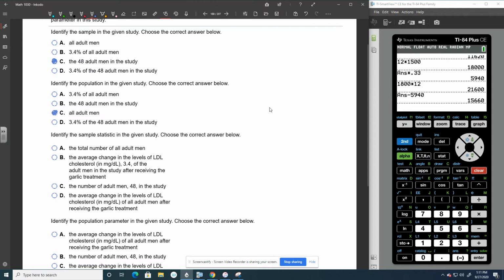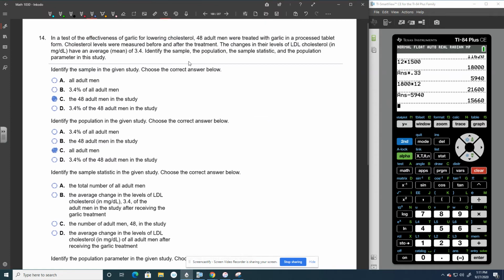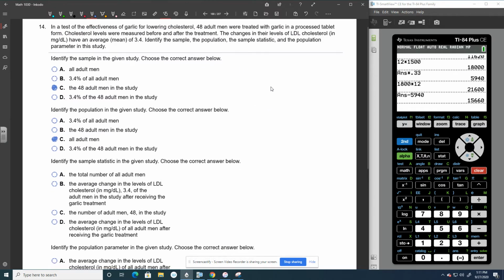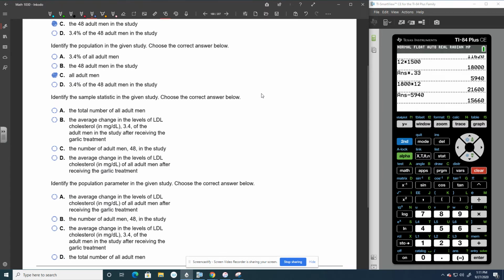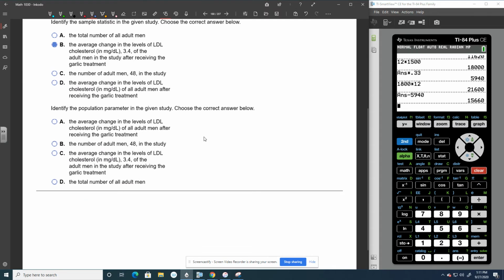Identify the sample statistic in the study. So what does the study say? And it says that the average change in the levels of LDL were 3.4. That's the statistic that we got from the sample. The population parameter is they're looking for the average change in levels of all adult men. Okay. Not just the ones in the study. They're looking for the population is all of the men.